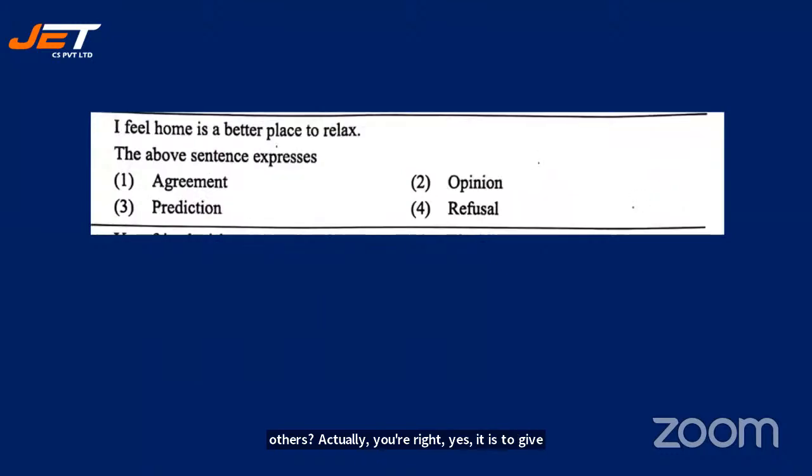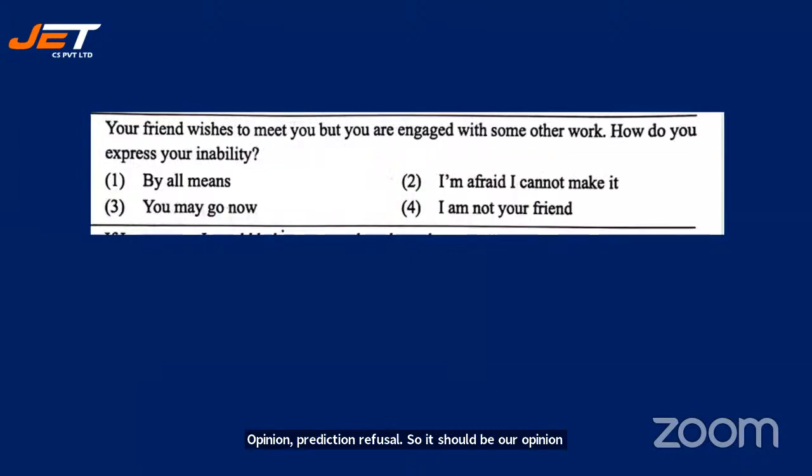I feel home is a better place to relax. So the above sentence expresses agreement, opinion, prediction, or refusal. So it should be our opinion, isn't it? So my opinion is, I feel relaxed when I go home. All right, see the next one.